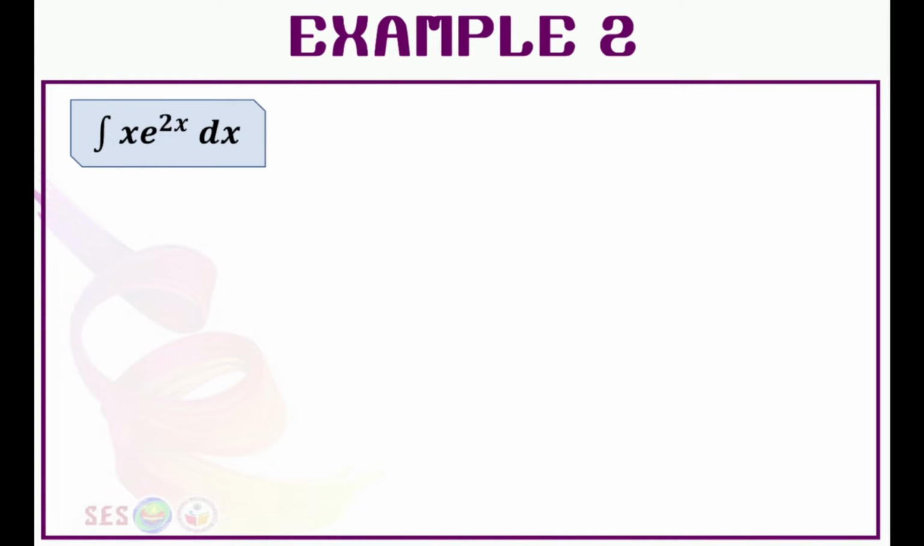Example 2. The question is integrate x multiplied by e power 2x dx. Okay, so first we need to recognize our functions. So x comes from polynomial, and then e power 2x comes from exponential. Yes, so based on our LIATE order, okay, so polynomial comes first before exponential. Hence, our u will be x. So the rest in the question, e power 2x dx, will be dv, correct?